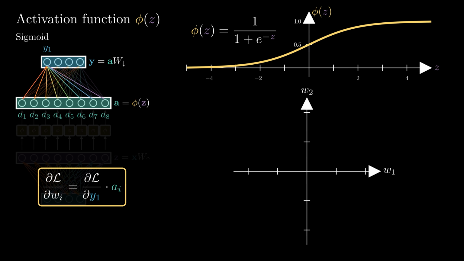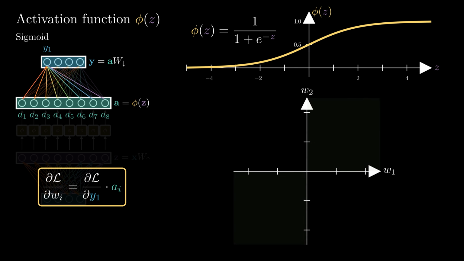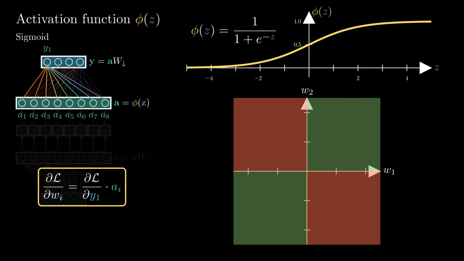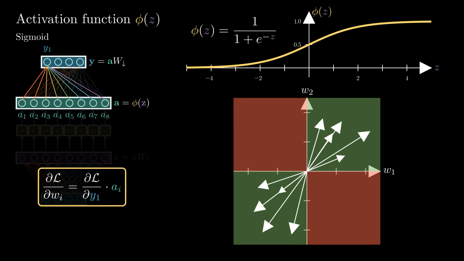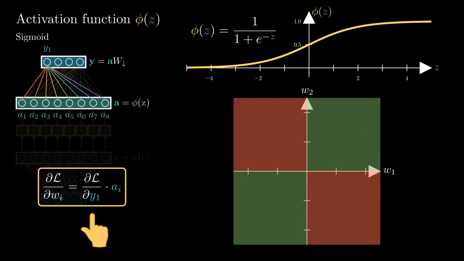Here, the x and y axes represent the weights w1 and w2. With the sigmoid activation, the gradients for w1 and w2 are constrained to only two quadrants. This happens because when both activation values, a1 and a2, are positive, the components of the gradient vector must be either both positive or both negative, depending on the sign of the upstream gradient.